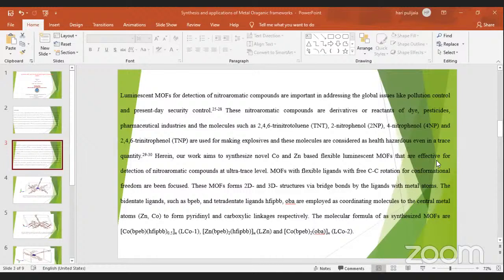Luminescent metal organic frameworks that are effective for the detection of nitroaromatic compounds at ultra trace level. Metal organic frameworks with flexible ligands.